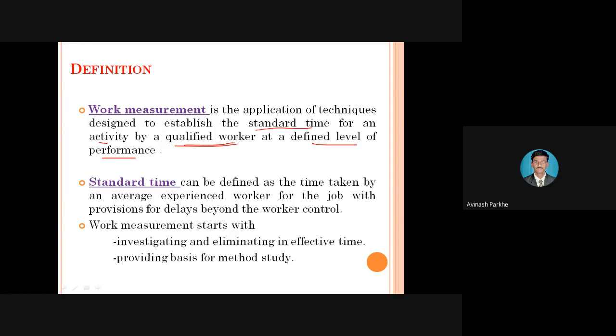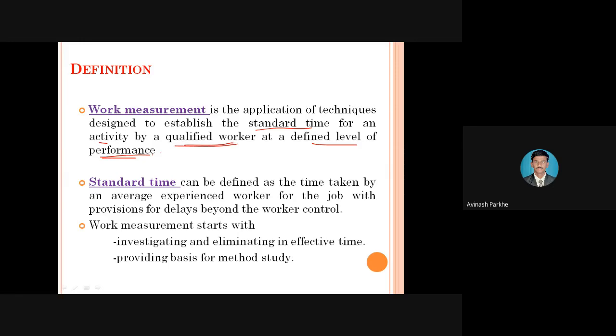Therefore, whatever task or activities are performed by the qualified worker, we have to measure the time required for that worker to perform the activity at a defined level of performance. This is very important. Some skilled operators also do not perform their work properly. Maybe sometimes he takes more time, or if he is not working in the proper manner, there may be breakage of the tool or breakage of the job because he is not performing at a reasonable level. Therefore, whenever we go for time measurement of the qualified worker, that worker has to perform his task in a good manner.